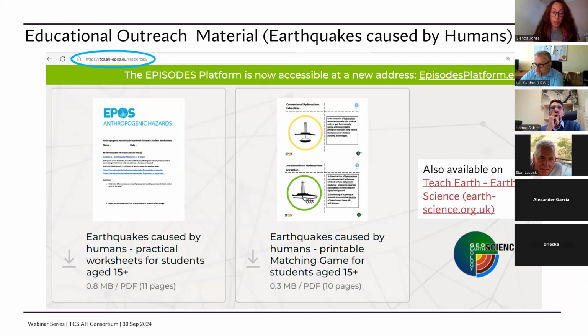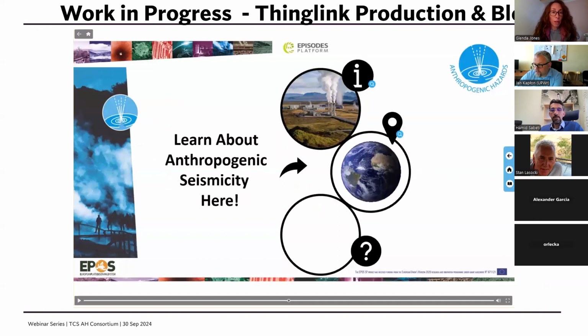Now, the Teach Earth website houses free teaching materials for educators delivering earth science related content across a wide range of ages, from Key Stage 1, which is basically infant school, all the way up to Key Stage 5, which is college students aged up to 18 years old. So that is quite a good site to place educational materials for educators in the UK.